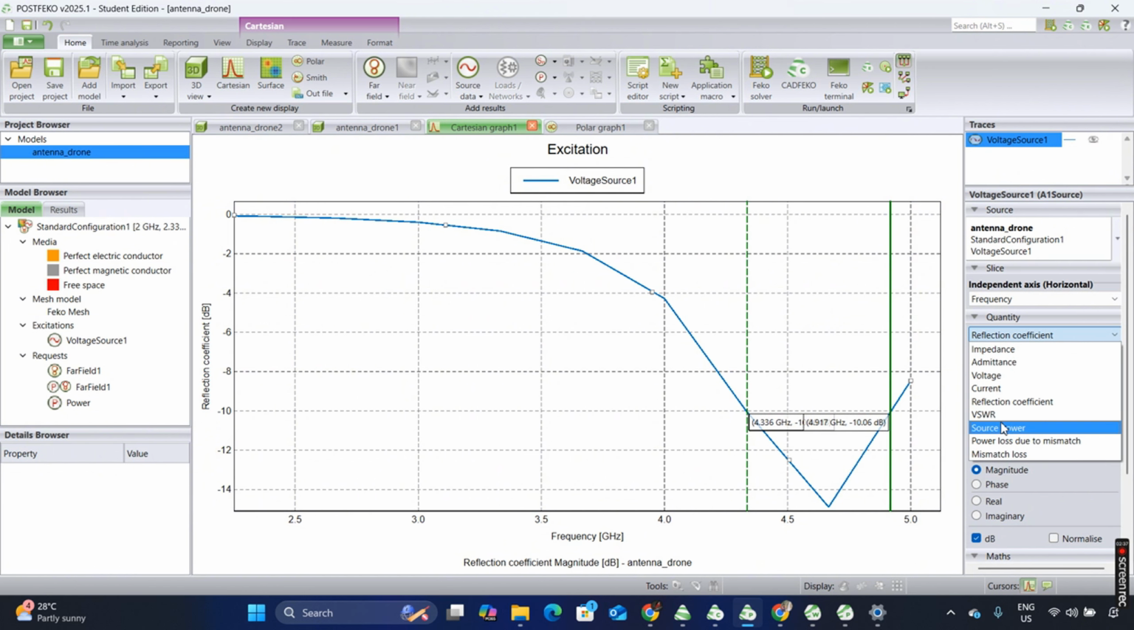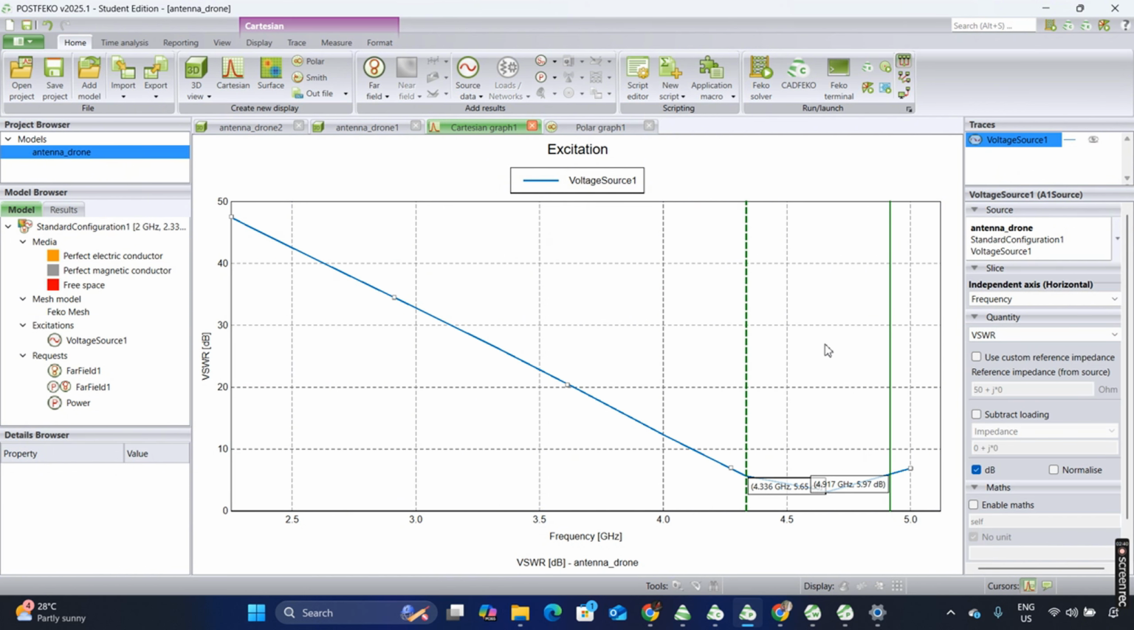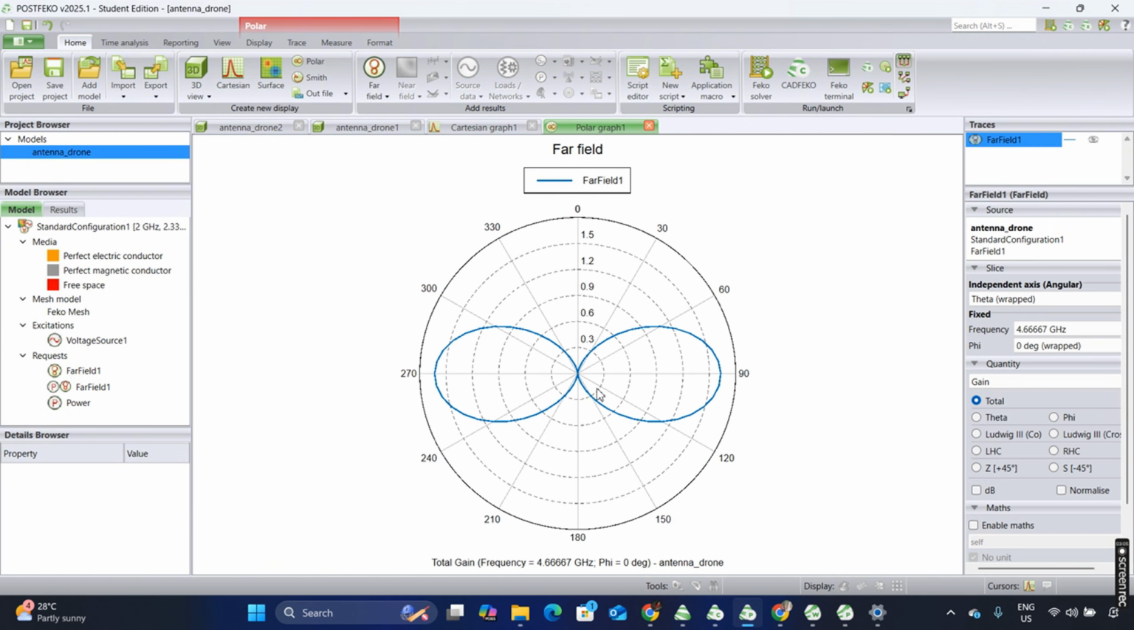Next, we can also see the VSWR graph. It means voltage standing wave ratio, and it's a measure of how efficiently radio frequency power is transmitted from the transmission line to the antenna. And if VSWR tends to 1, that is a 1:1 ratio, then it's a perfect match. Next we can see the polar graph. You can see that in the 2D figure it shows a figure of 8. This is all about my antenna.